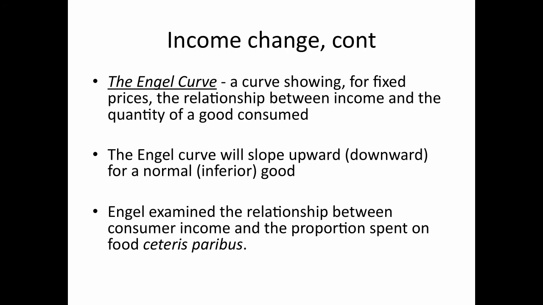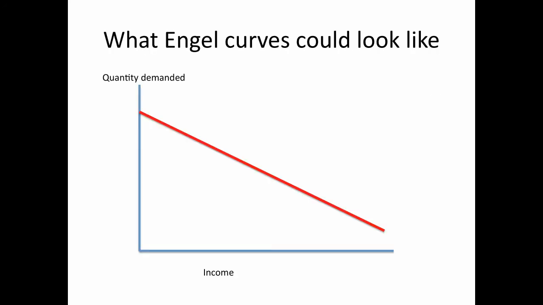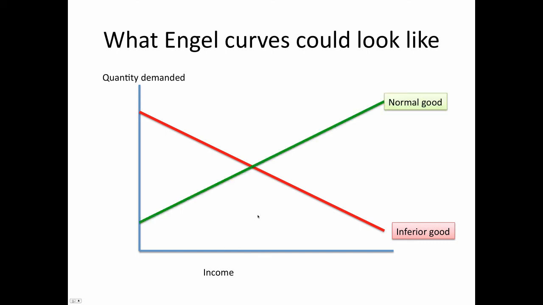What I want to emphasize here is that we're holding prices constant and only looking at the relationship between quantity demanded and income. We can illustrate this graphically. On this diagram I've got income plotted on the x-axis and quantity demanded plotted on the y-axis. This downward sloping red line is an Engel curve for an inferior good. It shows that as my income goes up, the quantity demanded of the good falls. An upward sloping Engel curve, like this green curve, is what an Engel curve for a normal good would look like. As income goes up, quantity demanded of the good also goes up.